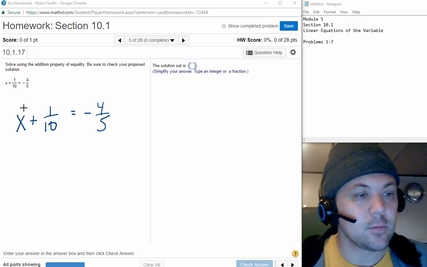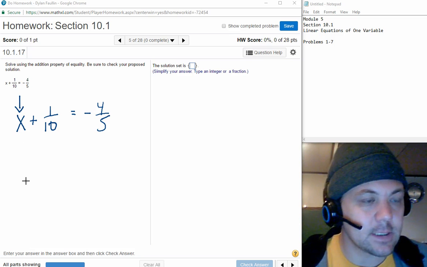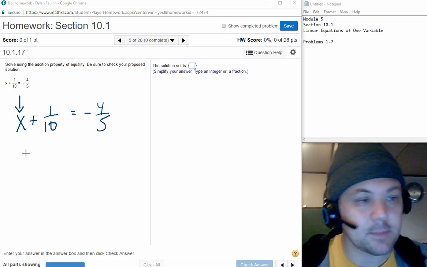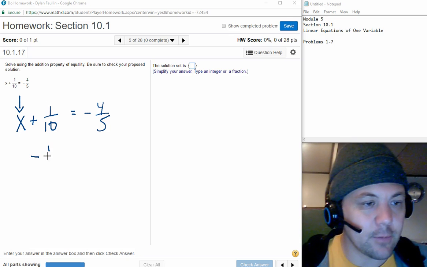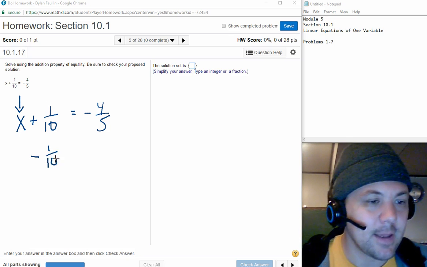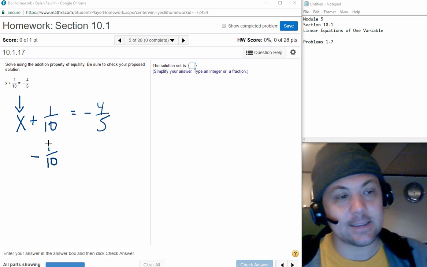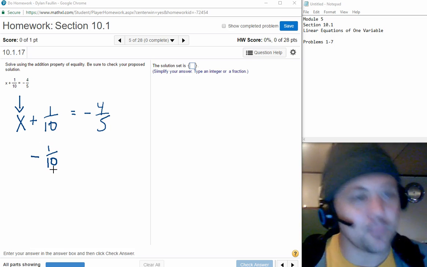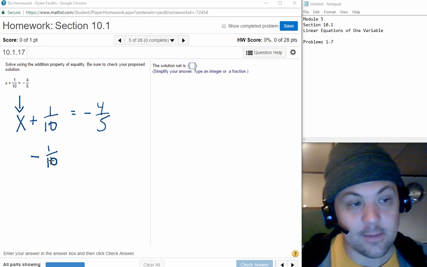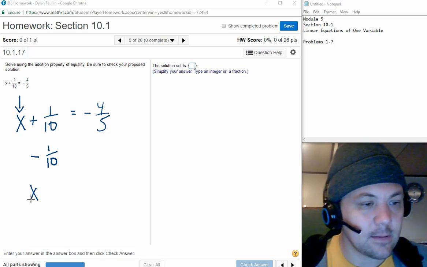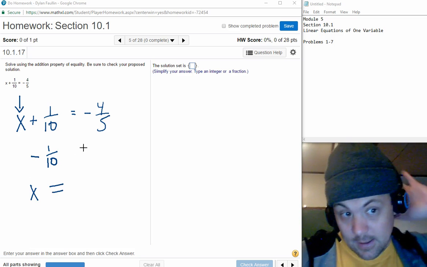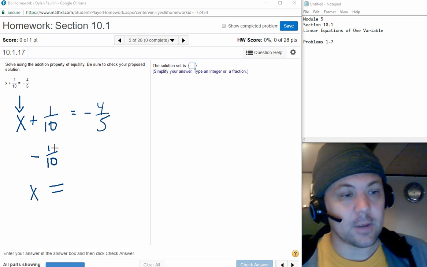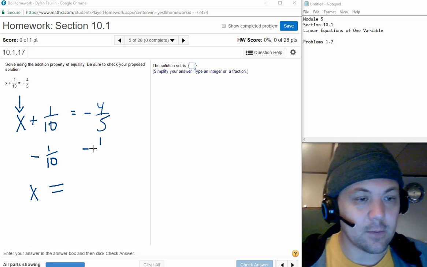All right, so same idea. To solve the equation, to get the solution, we want to get x by itself on the left-hand side, which means the plus 1/10 has to go. The way I get rid of the plus 1/10 is to subtract 1/10. That'll cancel it out, and just like in the previous problems, we'll get x by itself on the left-hand side. If we subtract 1/10 from the left-hand side, we have to subtract 1/10 from the right-hand side. So this is what we need to do over here.